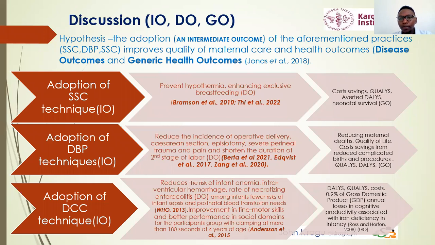In this particular slide, my emphasis was on the fact that the intermediate outcomes achieved within the quality improvement program have been linked to actual disease outcomes, actual maternal health outcomes, and hence the justification for having achieved these particular intermediate outcomes, namely the adoption of skin-to-skin care, the adoption of dynamic birth positions, and even the potential for putting more effort for the facility to improve and sustain the practice of delayed cord clamping.